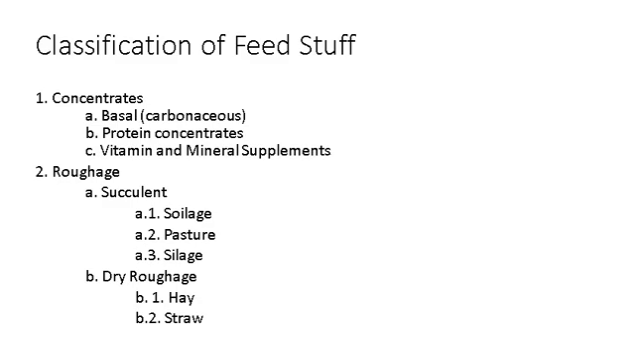Sa roughage, merong succulent and merong dry roughage. And under succulent, may soilage, pasture, and silage. For dry roughage naman, there's hay and straw. In the next slides, I will discuss each of the categories.